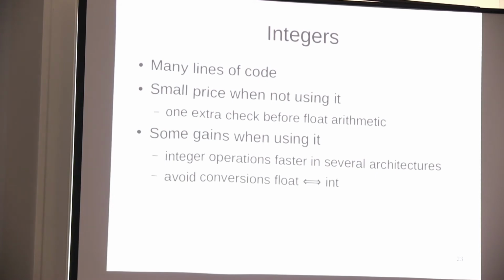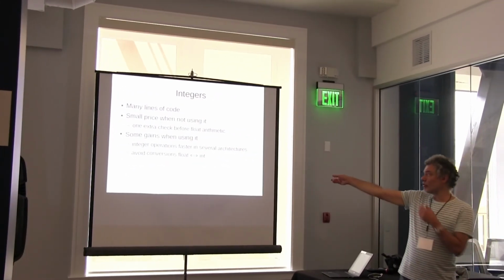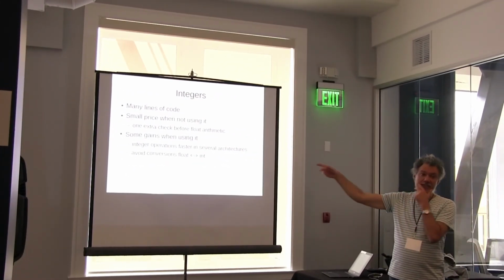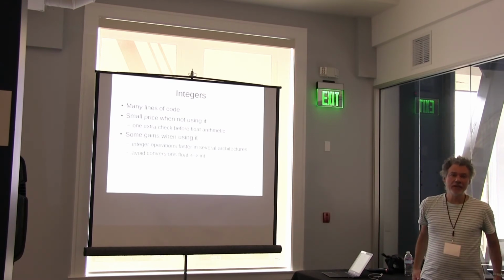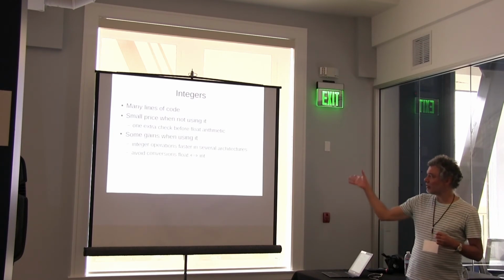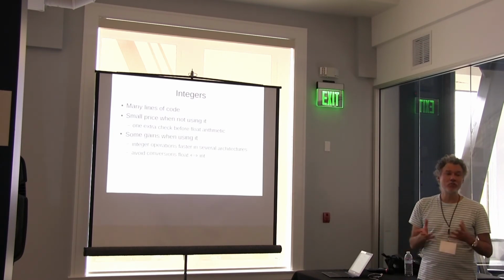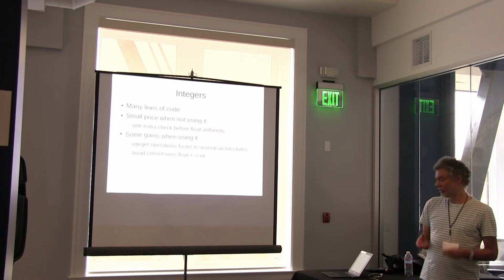Of course, integer operations are faster in several architectures. In small machines, integer operations will be much faster than float operations. We avoid conversions from float to int. That, for instance, occurs all the time when you index an array. The Pentium was very bad with this conversion. Now most machines are not that slow, but anyway, it's some small gain that we have using integers.